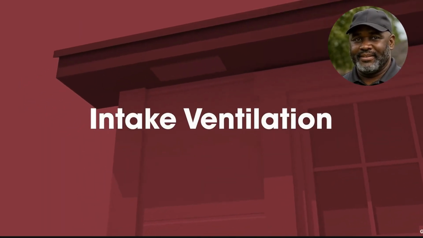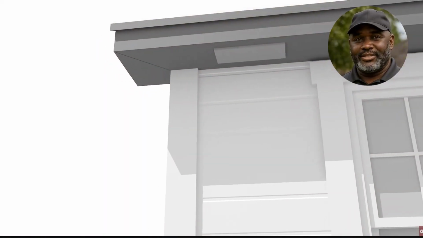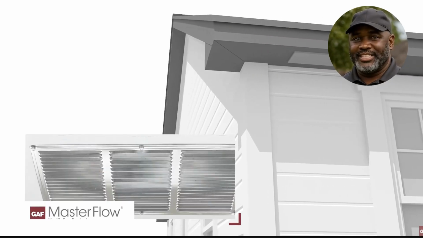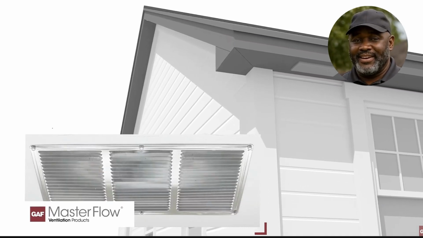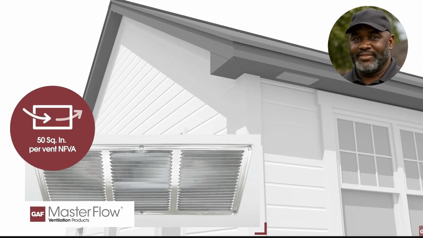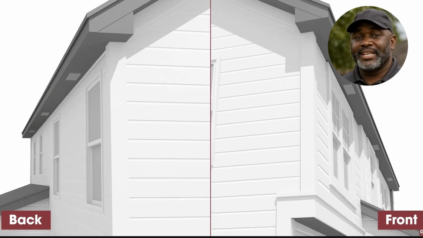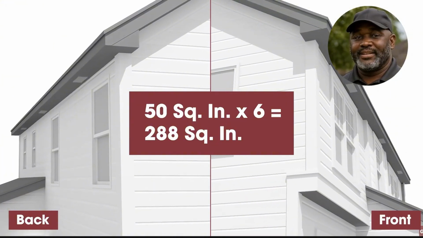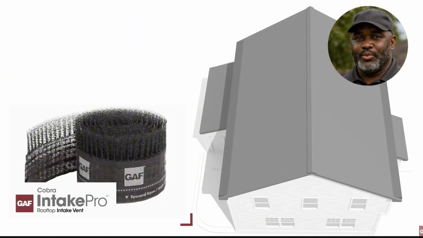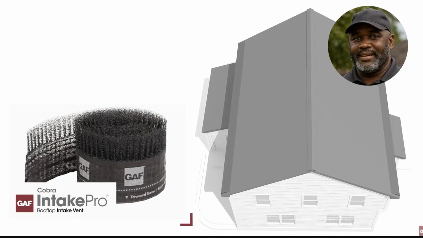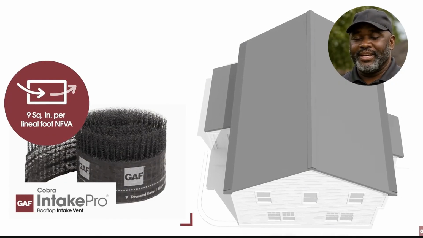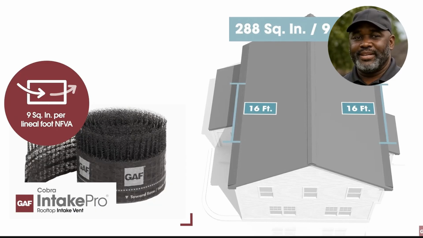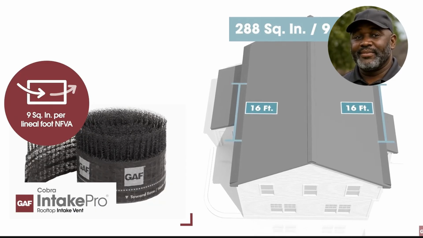Intake ventilation. In our example, we know we need at least 288 square inches of intake ventilation. If we use Master Flow 16 inches by 8 inches aluminum under-eave intake vents, they have an NFVA rating of 50 square inches per vent. This means we will need 6 of them to reach the required minimum 288 square inches of intake ventilation. Alternatively, if we use Cobra Intake Pro rooftop intake vent, it has an NFVA of 9 square inches per lineal foot of vent. So if we choose this option, we would need 32 lineal feet to meet the minimum NFVA intake ventilation requirement for this attic.